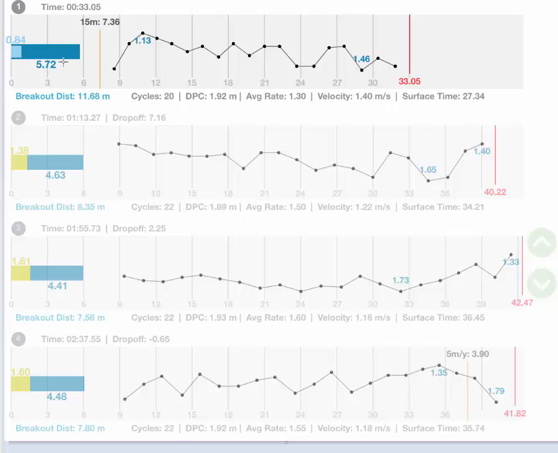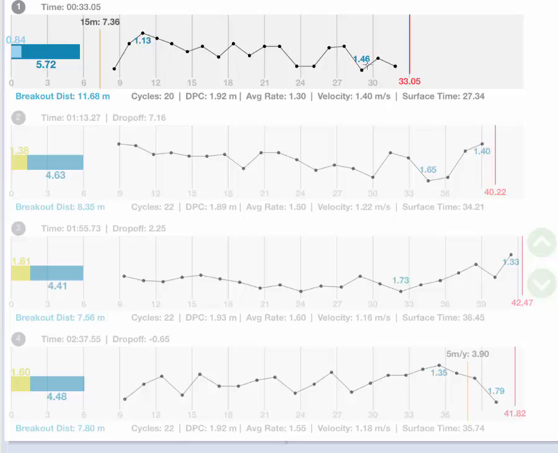Then I'll compare it to a swim he did about a month later at Junior Nationals, where he was considerably faster. First thing we want to look at is the time underwater. He was 5.72 here, and he had a breakout distance of 11.68, which is pretty good. He has a 15-meter time of 7.3, and that's not too bad for breaststroke.